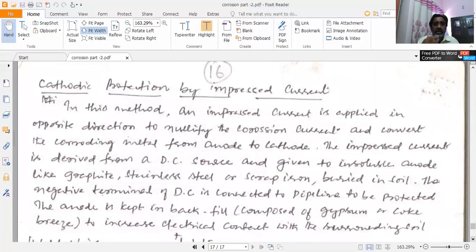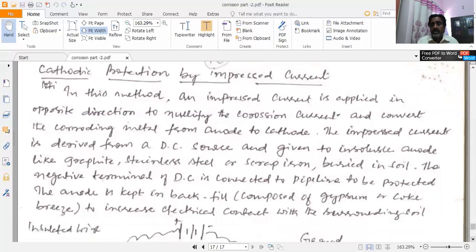Next one is cathodic protection by impressed current. In this method, an impressed current is applied in the opposite direction to nullify the corrosion current and convert the corroding metal from anode to cathode. That is most important. The impressed current is derived from a DC source and given to an insoluble anode like graphite, stainless steel, or scrap iron buried in soil.